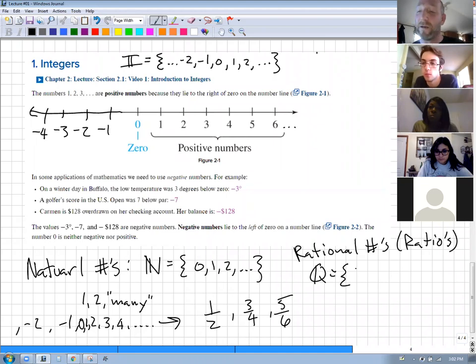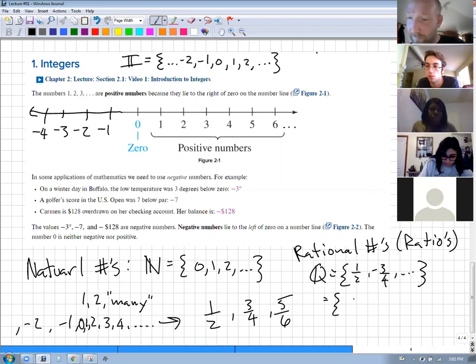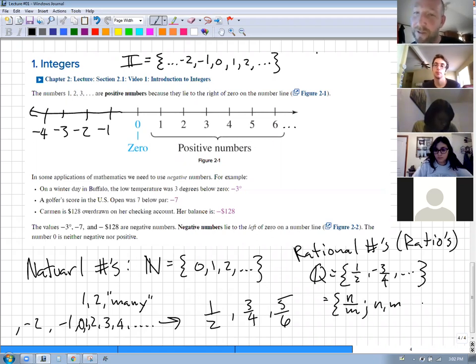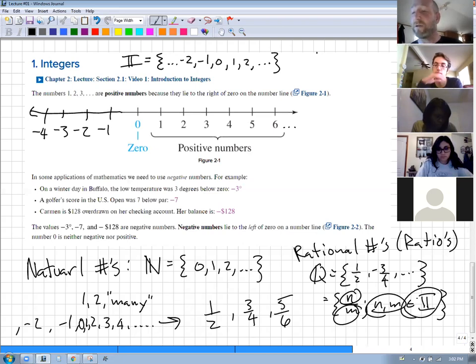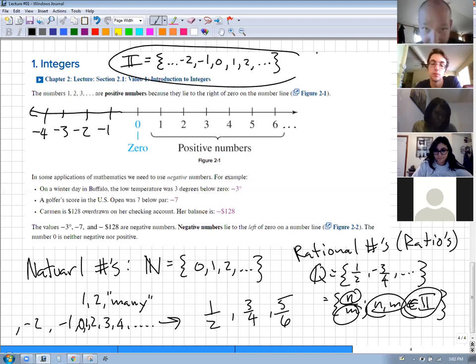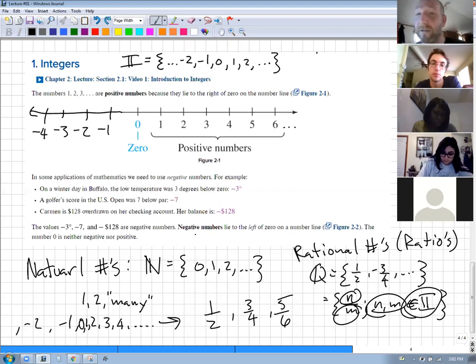So, 1/2, -3/4, anything like that. One way of saying that is a number over a number where those numbers are elements of the set of integers. So that's just notation. How we write it down to say it in English takes a while. It's a number over a number where those numbers are integers. So we said the integers is this set of numbers. And then I defined the rational numbers to be any number over a number.